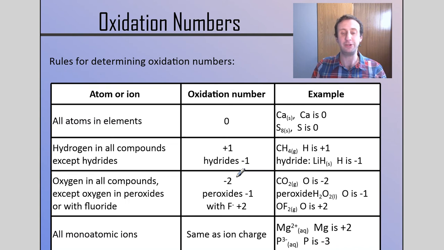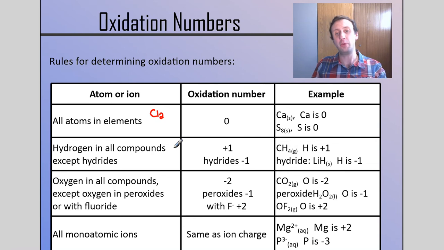All right, here are the rules. This is the most important slide. If I have an element, even if it's something diatomic like Cl2, every atom in the element will have an oxidation number of 0. So any element at all, when it's by itself, it's 0.